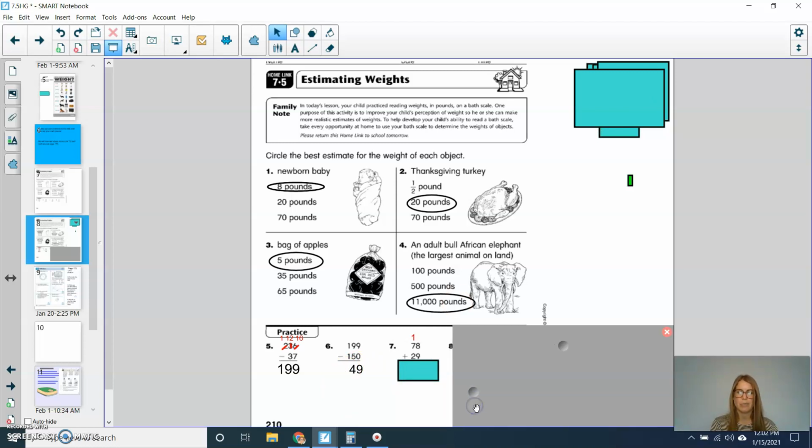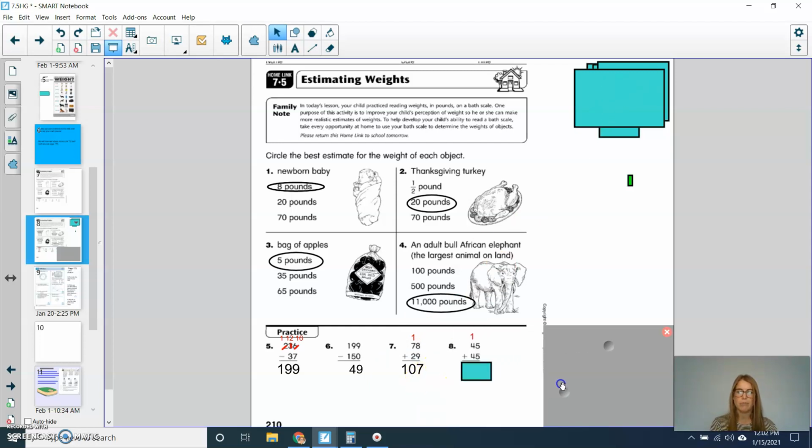For number 7, we're adding. We have 78 plus 29. If I have 8 plus 9, I know that's 17. So notice how I carry my 1 and I put my 7 below. And then I have 7 plus 1, which I know is 8, plus 2 more would bring me to 10, giving me a total of 107.